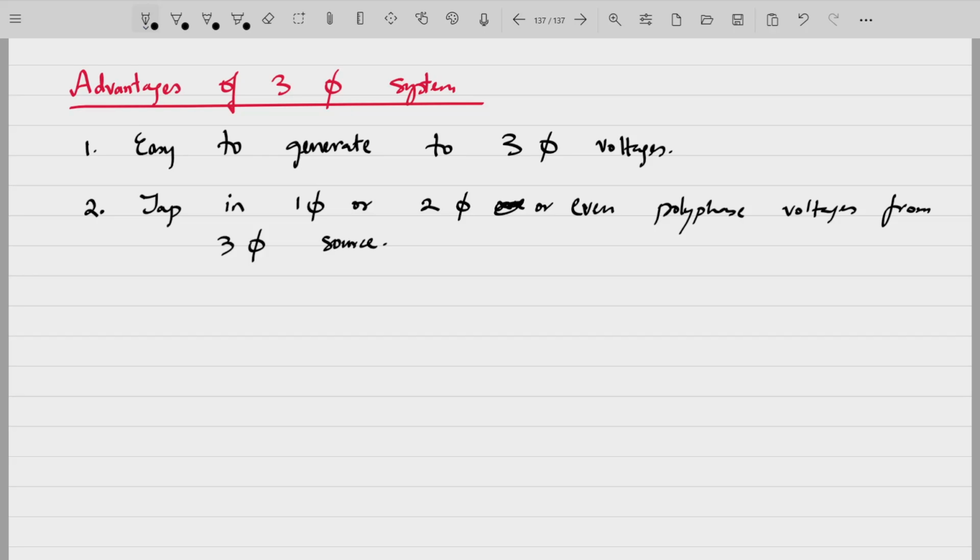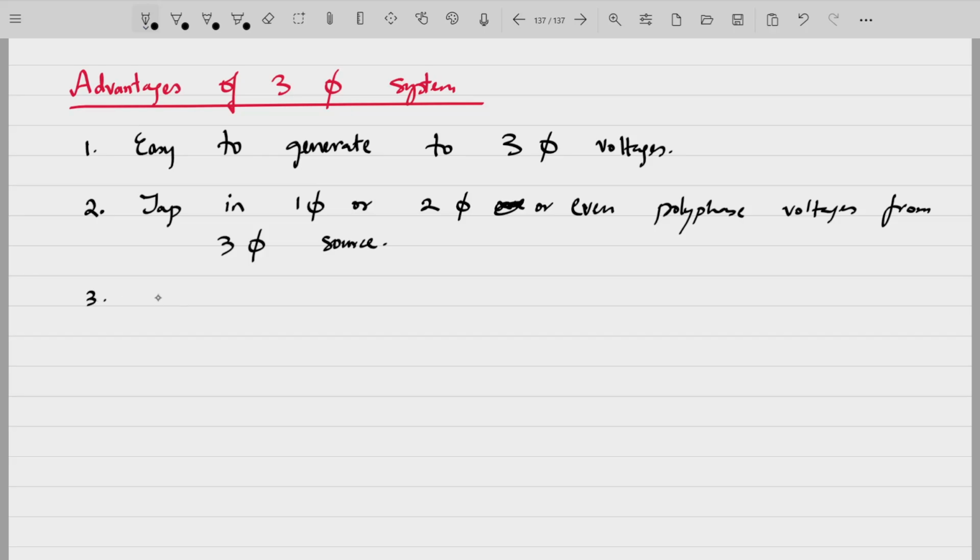So you can always tap in from one phase that is available, and so a single phase is easily available to us from a three-phase voltage source. Or if you need two phases from a three-phase source, you can tap in two phases. Or if you need more than two phases, six phases or nine phases, you can easily manipulate this three-phase voltage source with certain manipulations and get a polyphase voltage at your end. So you can always tap in a single phase or a two phase from a three-phase source.